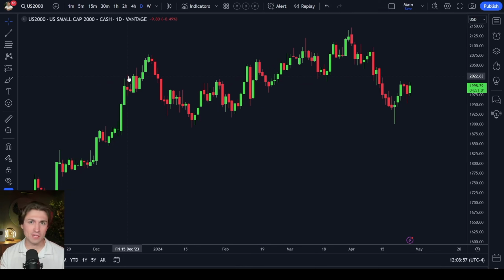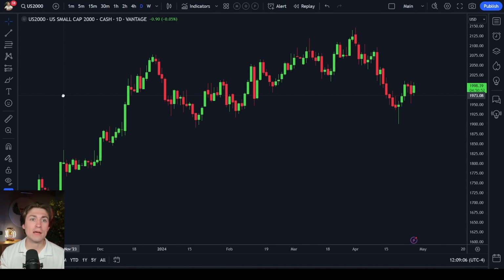The last index we're going to talk about is the Russell. Now, the symbol here for Vantage is US2000. So when you're using your Vantage account, you can just search up US2000 and you'll be able to find this CFD. Now, here's the thing that you got to understand about the Russell.